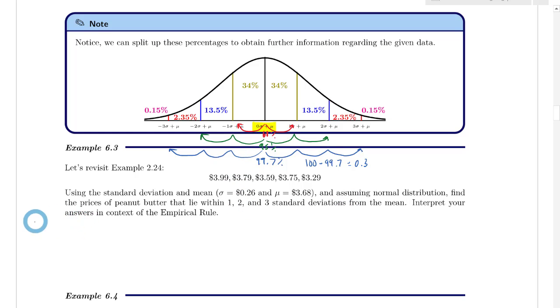So the first one, let's do 68%. 68% of our data will lie within 1 standard deviation from our mean. So just take the mean and add a standard deviation, and take the mean and subtract the standard deviation. So we get $3.68 and add 26 cents and then subtract 26 cents. So then I get $3.94 and $3.42.